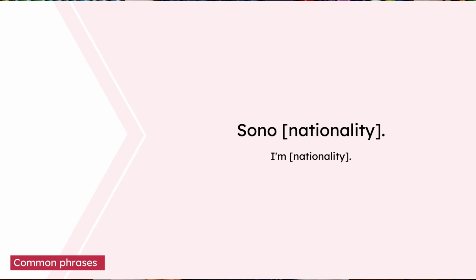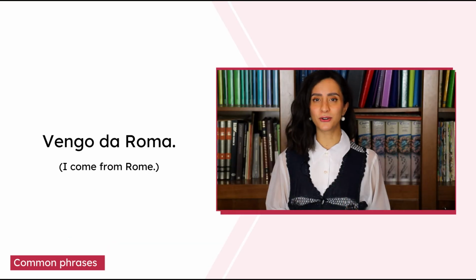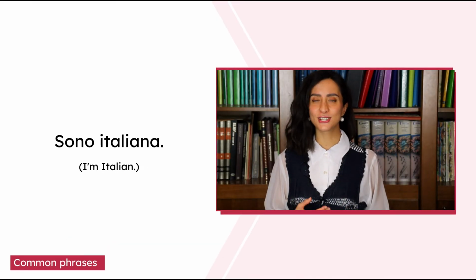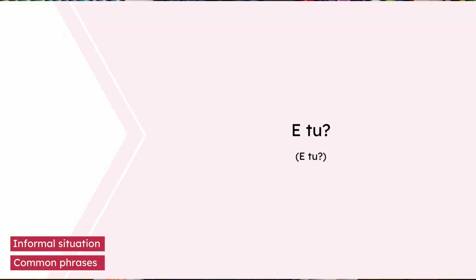Sono nationality. I'm nationality. An example: vengo da Roma. Sono di Roma. Sono italiana. If you want to ask in turn where your interlocutor is from, you can ask e lei or e tu di dov'è in formal situations, or di dove sei in informal situations.